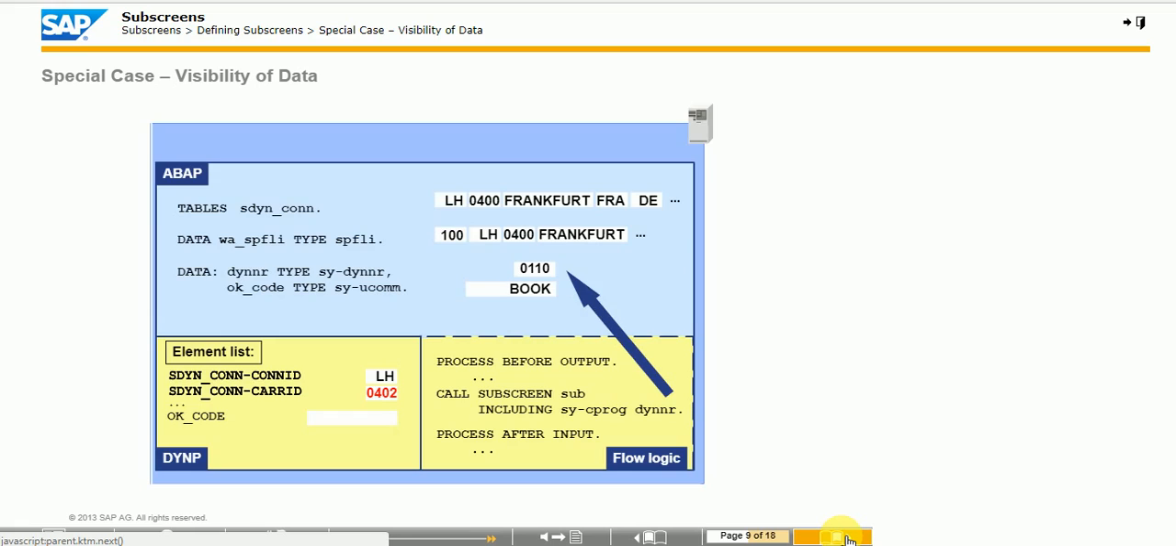The fields that you use within the flow logic are the global fields of your RBAR program. These fields must be declared in the top include of your program.